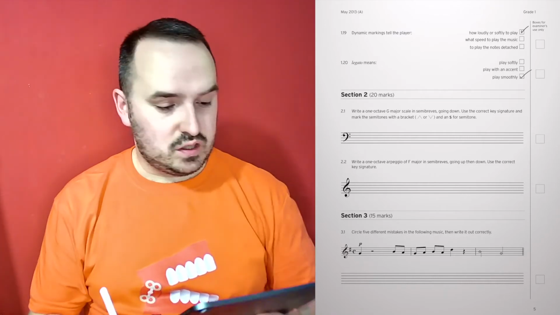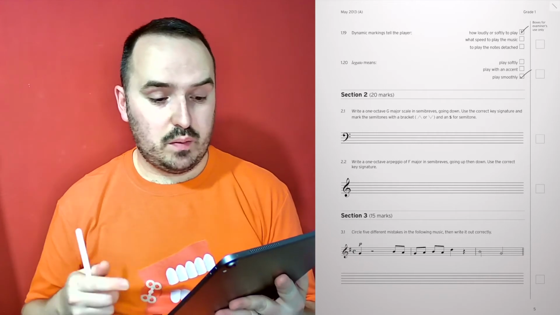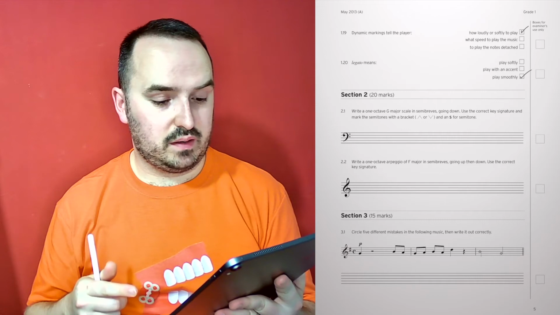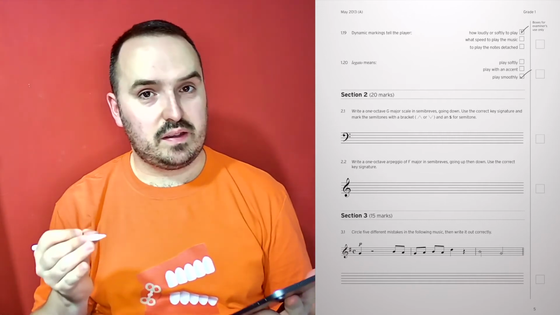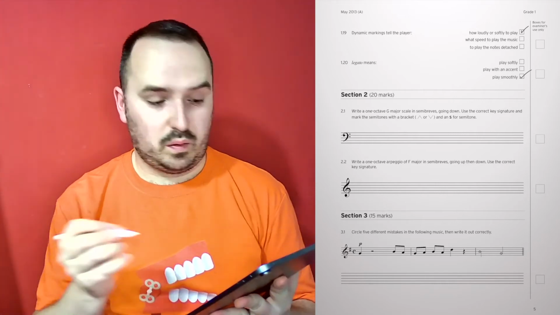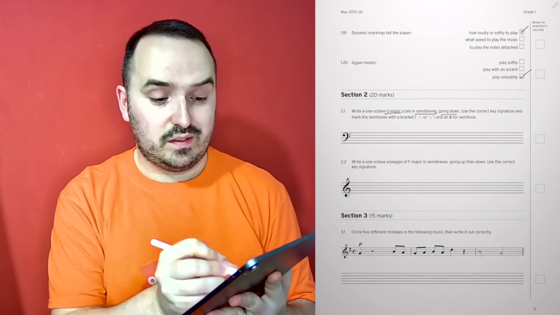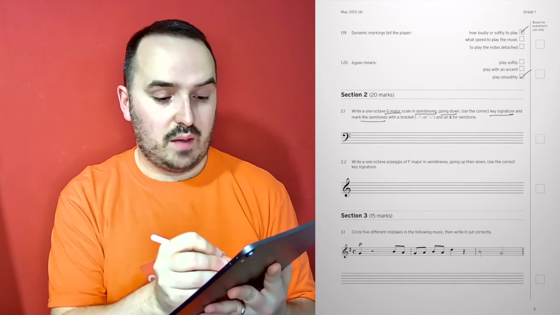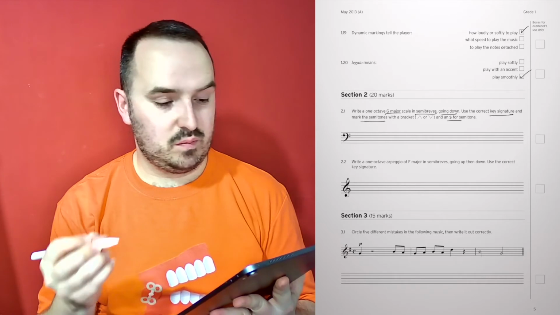Let's move on to section 2. Write a 1 octave G major scale in semitones going down. Use the correct key signature and mark the semitones with a bracket and an S for semitone. So it's really easy to make mistakes here by just missing out key details. So it's got a lot of information of what we want to get. So we need to make sure we're in G major, using semibreves, we're going down, we've got a key signature, we're marking the semitones, and we've got an S as well on those markings. So we've got 6 things to be watching out for to make sure we do here.